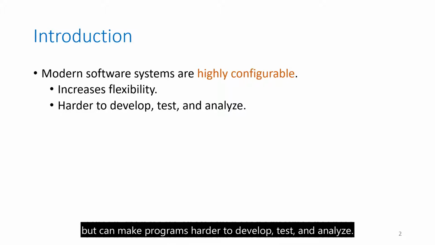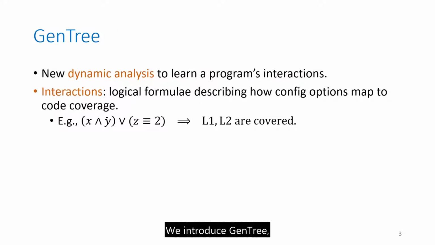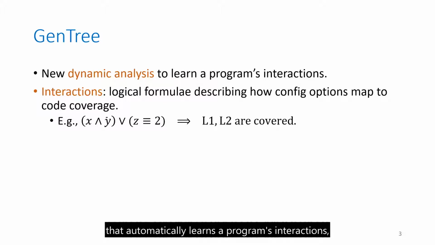test, and analyze. Our work focuses on answering the questions: how are config options set to reach certain locations, and what characterizes the config space of an interesting or buggy program behavior? We introduce GenTree, a new dynamic analysis that automatically learns a program's interactions, which are logical formulae describing how config options map to code coverage.